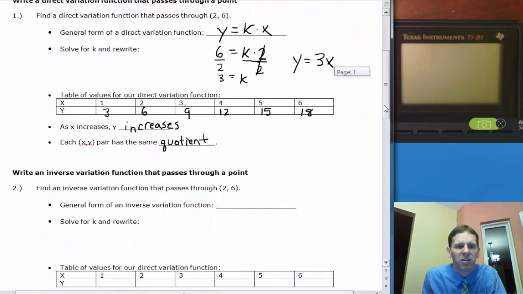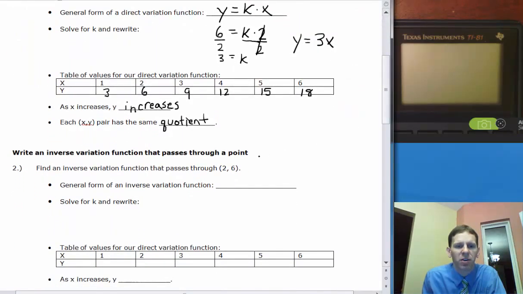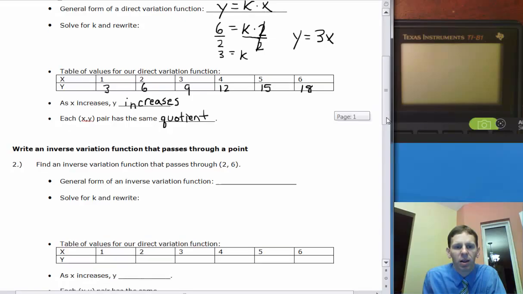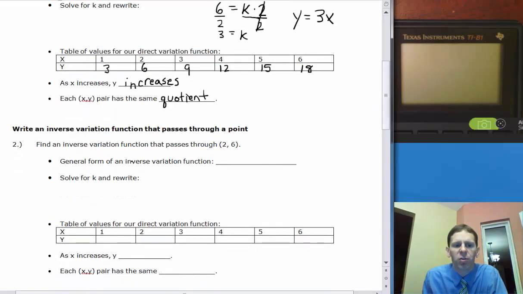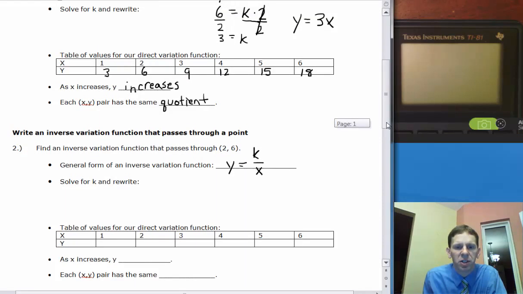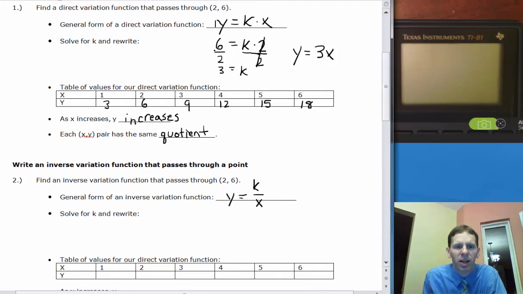We're going to take a look at an inverse variation problem as well and see how things compare. First of all, the general form of an inverse variation function will always look like y equals k divided by x. So in an inverse function, you'll see this kind of divide by problem. If it's a direct problem, it's a multiplication.